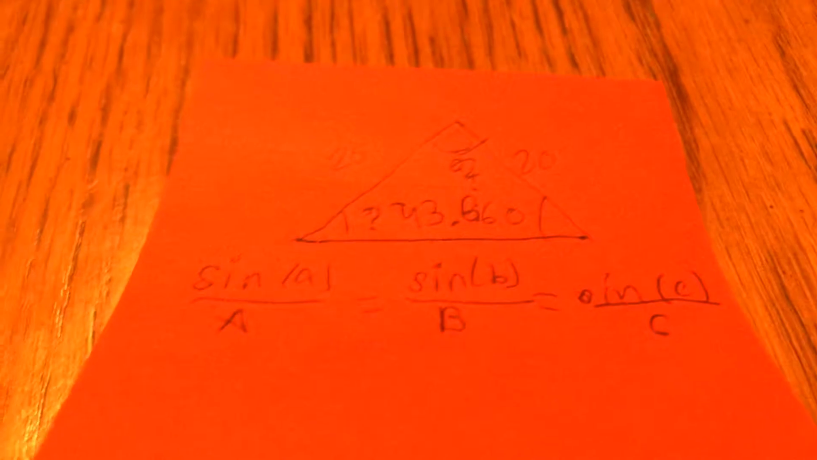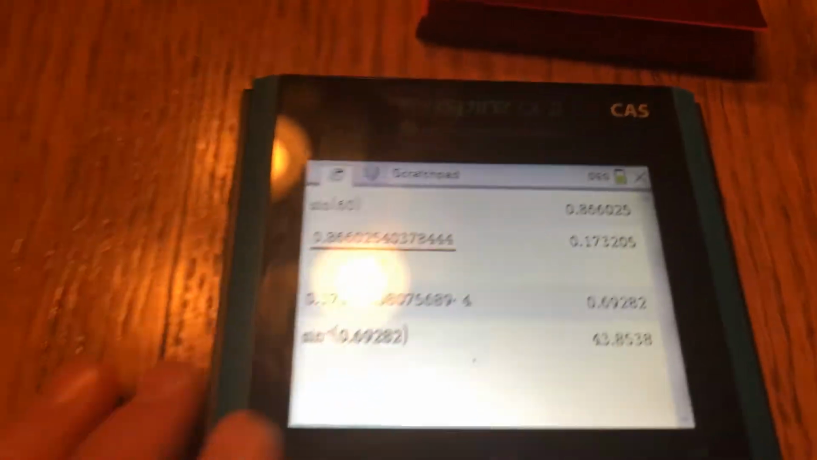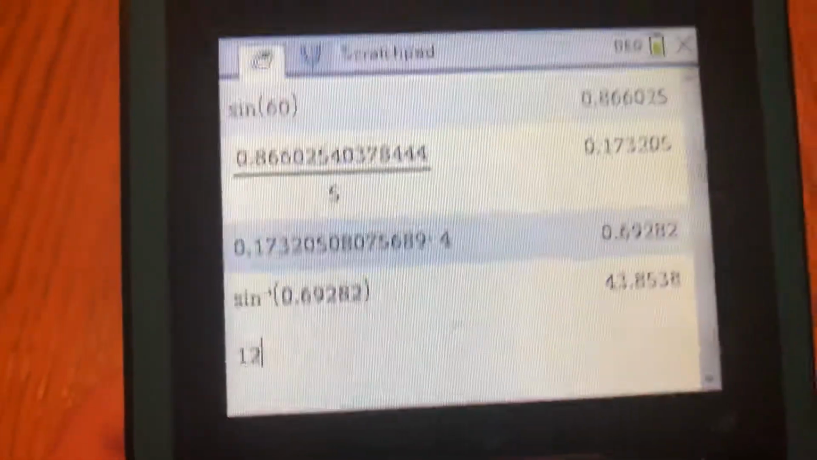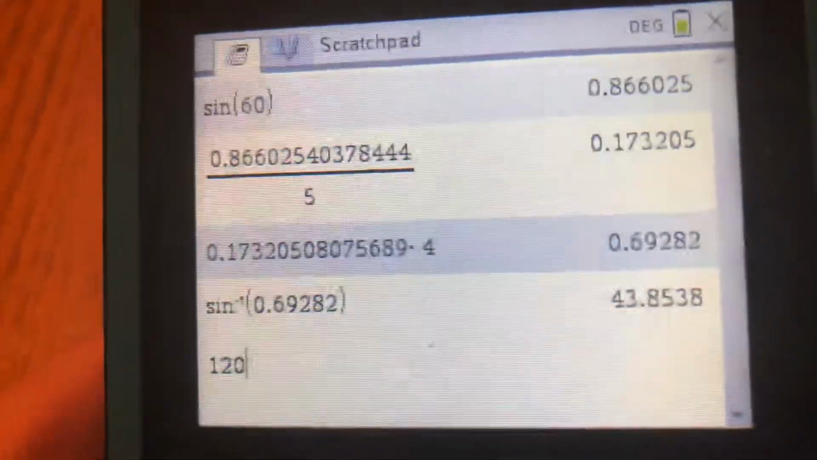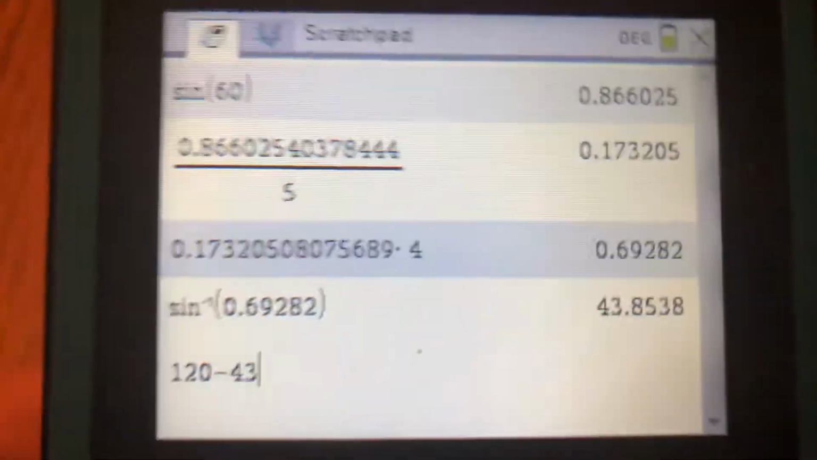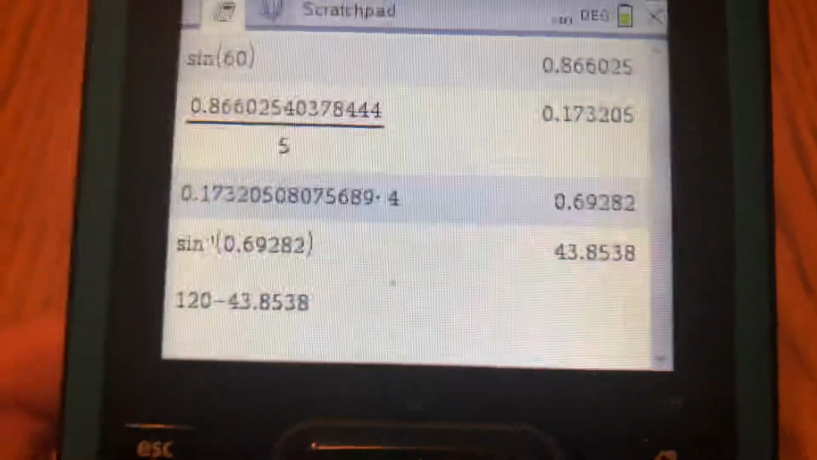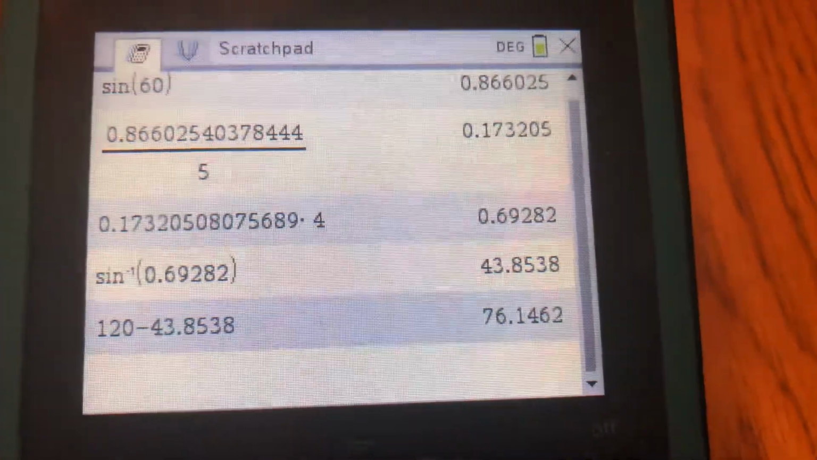And then this last angle is what we want to find. We're just going to take 180. We'll just do it on the calculator for ease. Subtract 60, which is just going to be 120. And then we are going to take 120 and subtract our answer, which is 43.8538. And we get 76.1462 degrees.